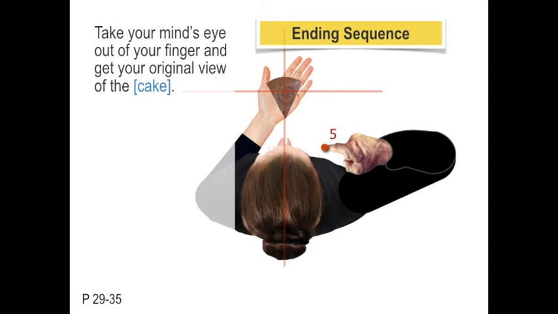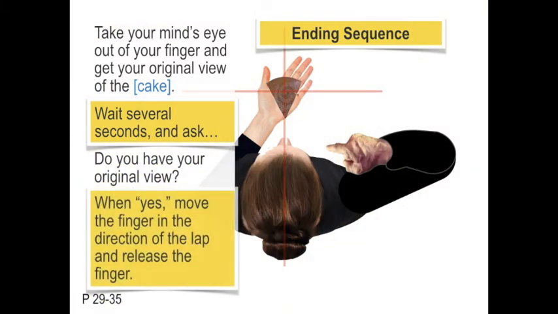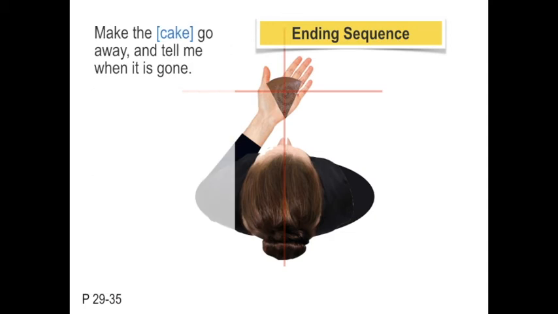Take your mind's eye out of your finger and get your original view of the cake. Wait several seconds and ask, do you have your original view? When yes, move the finger in the direction of the lap and release the finger. Make the cake go away and tell me when it's gone.